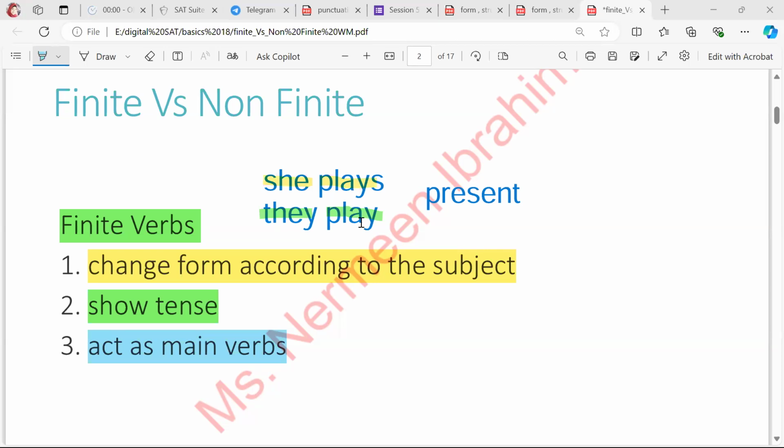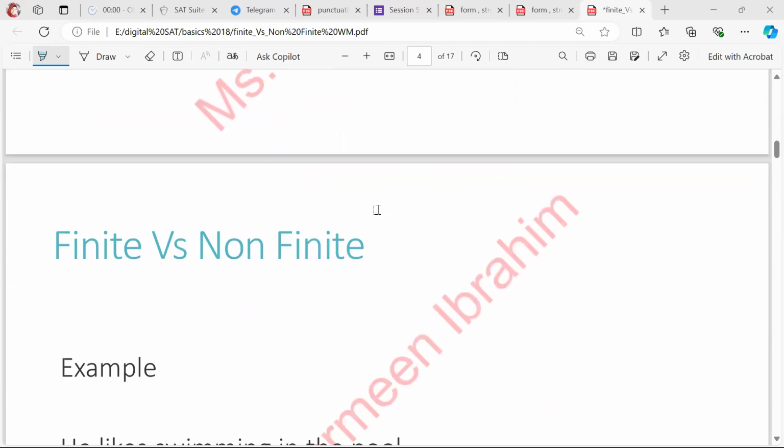Fairuz, can you tell us one more condition? They show that there is verb tenses. Excellent. The finite verb can show a tense, a verb tense. Amazing. Thank you so much.